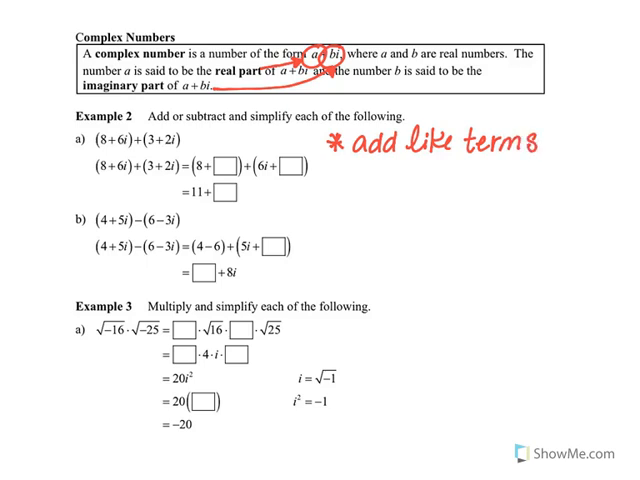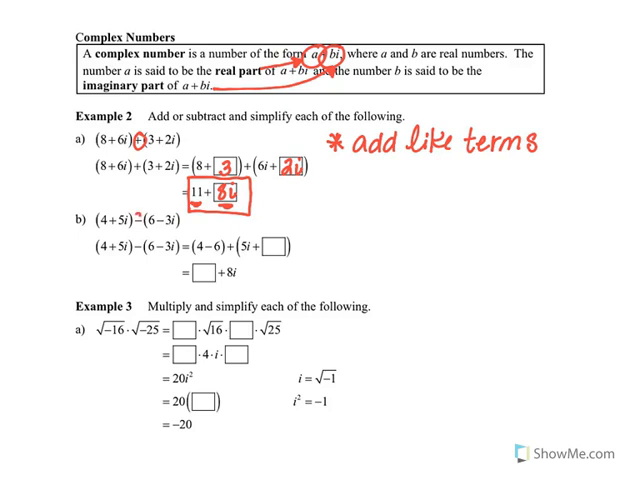Okay, so when I look at 8 plus 6i, and here I'm adding plus 3 plus 2i, I can see that I want to add 8 plus 3, which are my like terms, plus 6i plus 2i, which are my like terms. So 8 plus 3 is 11, and 6i plus 2i is 8i. 11 is the real number part, and 8i is the imaginary part, and both of these together are my solution.